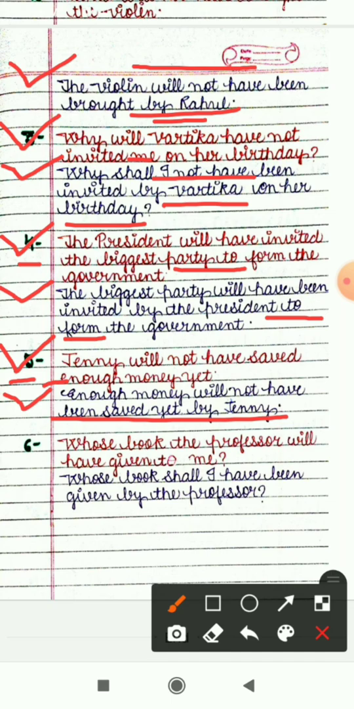Last sentence is whose book the professor will have given to me. So here the object is me, that means it will be our new subject in passive voice. So whose book will remain same at its place and with I we use shall. So the sentence will be whose book shall I have been given by the professor. So these were the sentences related to perfect tense which we have changed into passive voice.